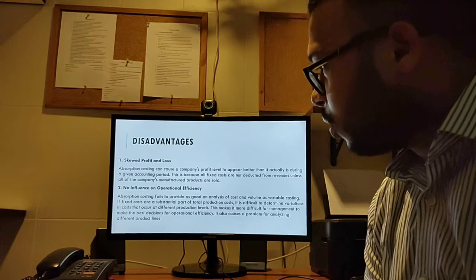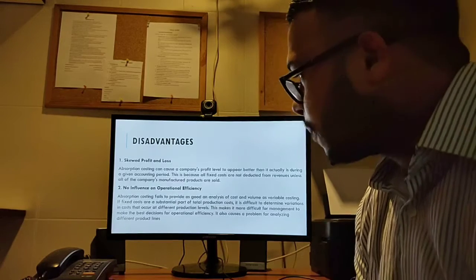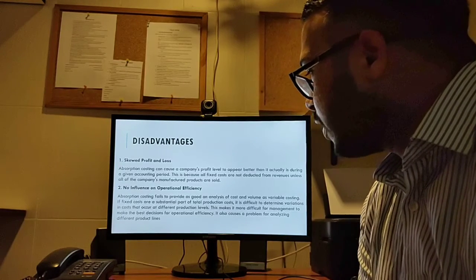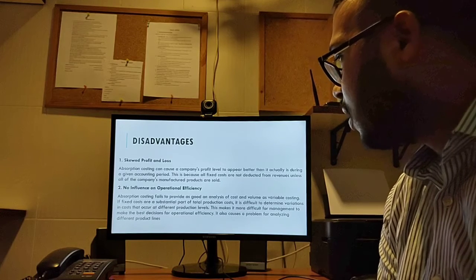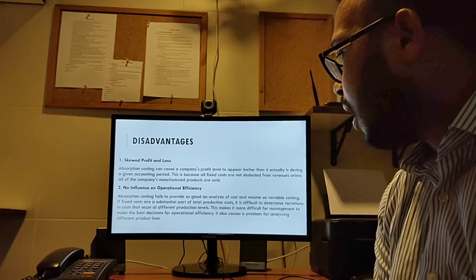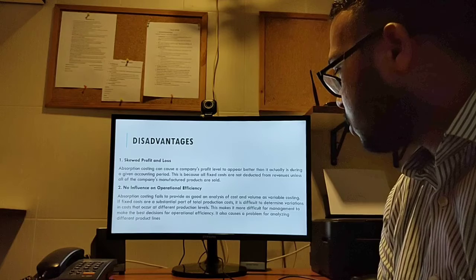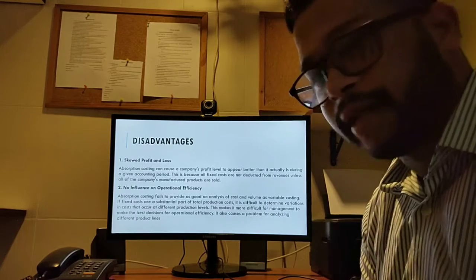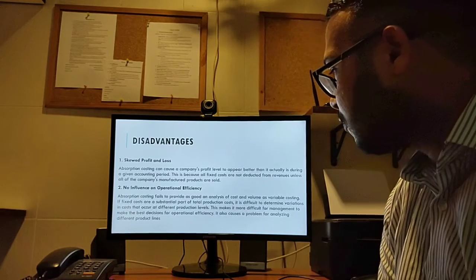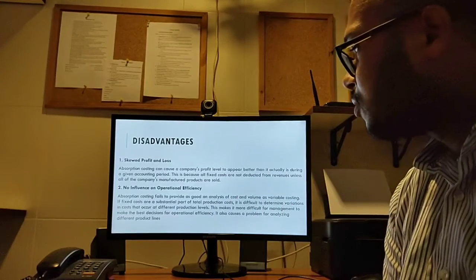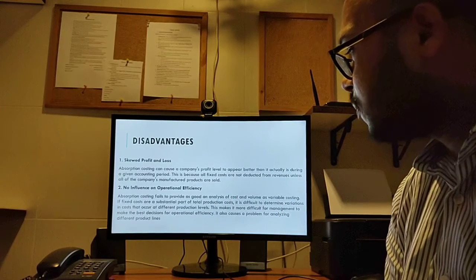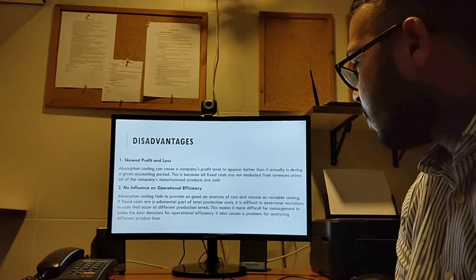So now the second is no influence on operational efficiency. Absorption costing fails to provide as good an analysis of cost and volume as variable costing. And if fixed costs are a substantial part of total production cost, it is difficult to determine variations in costs that occur at different production levels. So now let us break this point down. Absorption costing fails to provide as good an analysis of cost and volume as variable costing.